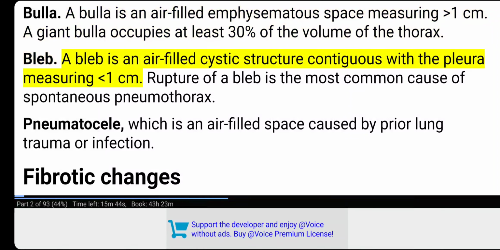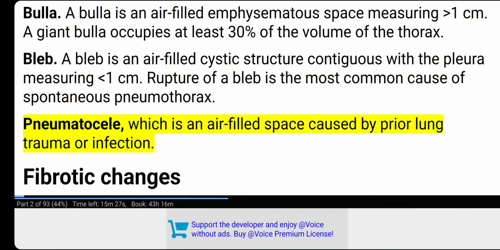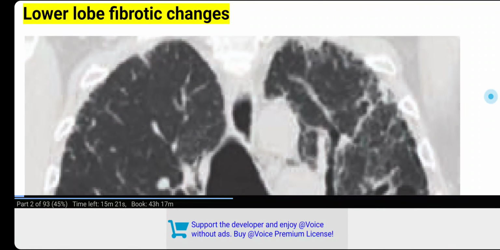Bleb. A bleb is an air-filled cystic structure contiguous with the pleura measuring less than 1 cm. Rupture of a bleb is the most common cause of spontaneous pneumothorax. Pneumatocele, which is an air-filled space caused by prior lung trauma or infection. Fibrotic changes. Lower lobe fibrotic changes.